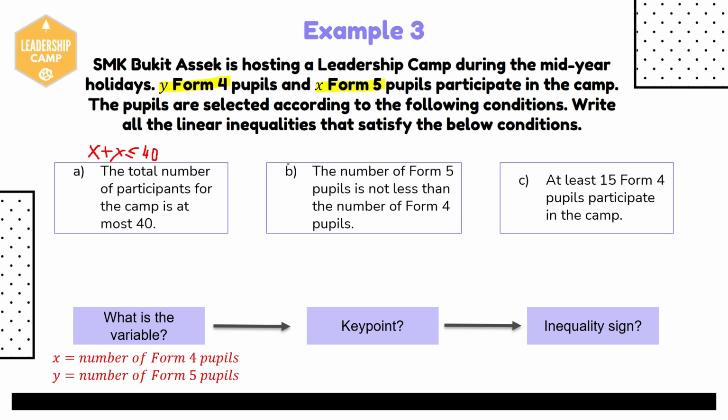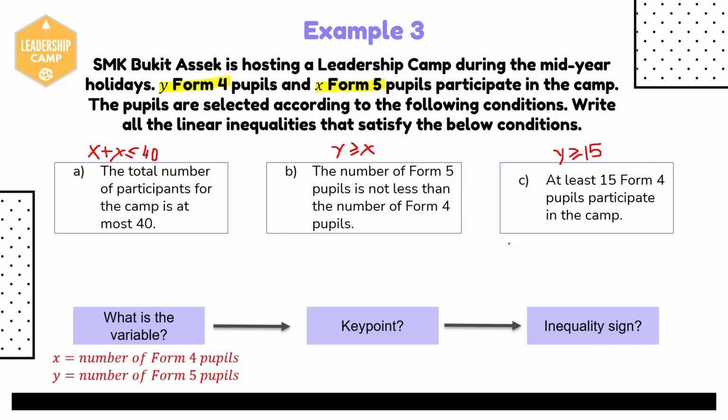Okay, the second condition, Nurul Fasha, what is your answer? My answer is Y greater than or equal to X. Okay, good. Okay, next, the third person. Who is it? Kong Min Ling? Y more than or equal to 15. Okay, that is your answer.